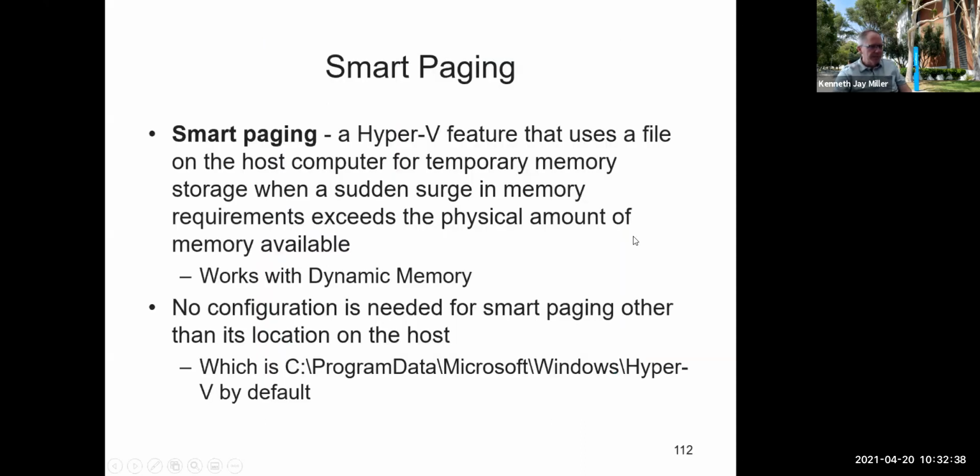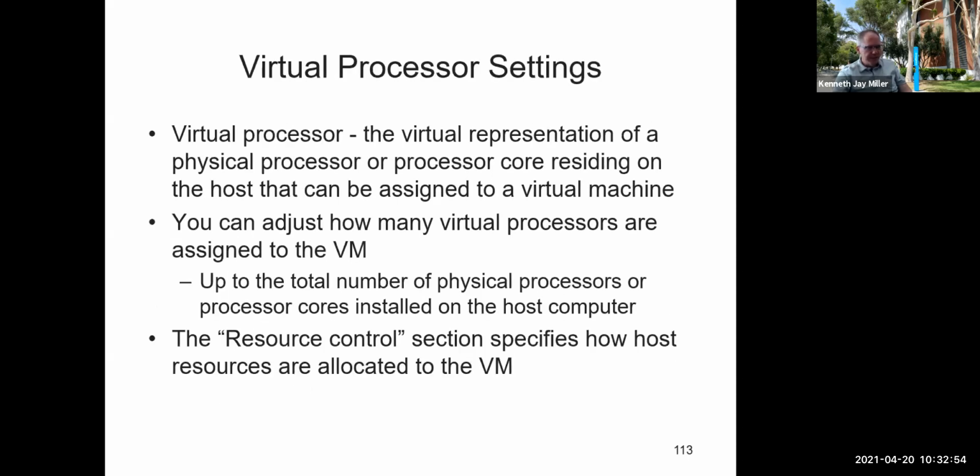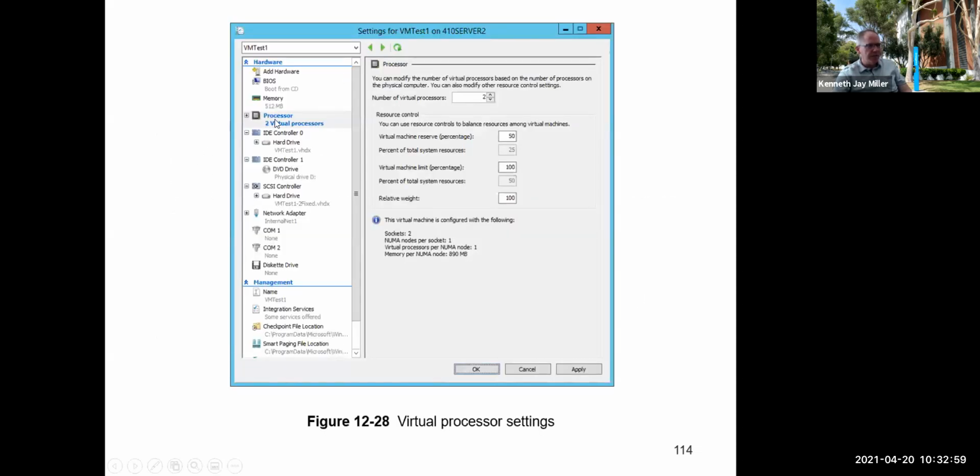All right. Smart paging is where you can actually use the host computer for temporary memory instead of the virtual machine using virtual memory. But that only works with dynamic memory. Processor settings, we're going to leave these by default. It does a good job, but you can see here on the processor, you can tell how many virtual processors, and then you can set some of these thresholds for that as well. And this will say the sockets that it has and so forth.